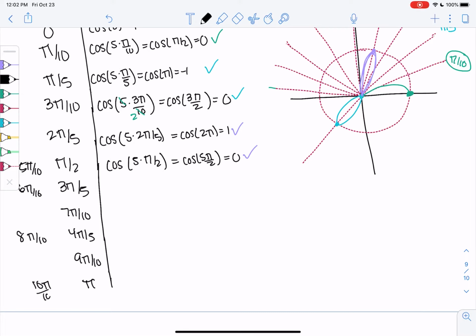So why don't you pause the video and find these values? I'm just going to go ahead and tell you them. Since this is homework, maybe you can get some practice. So pause the video so you can try these without me.